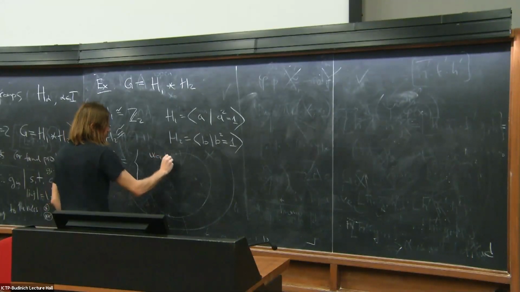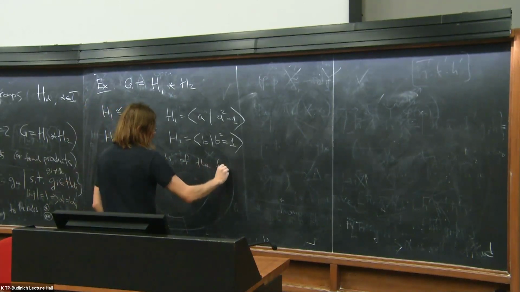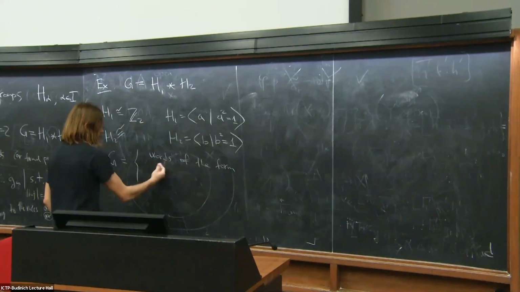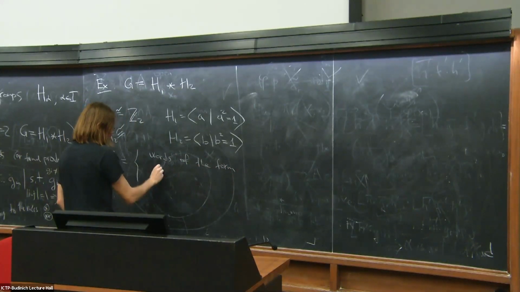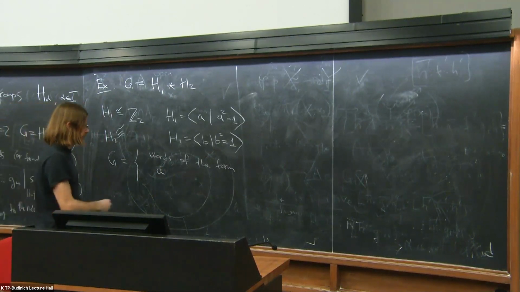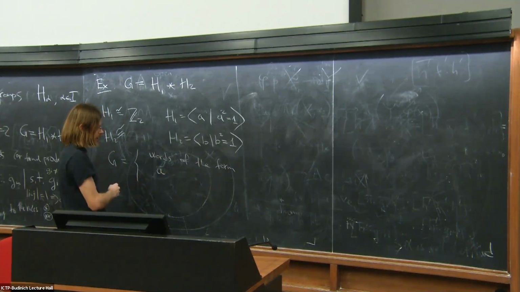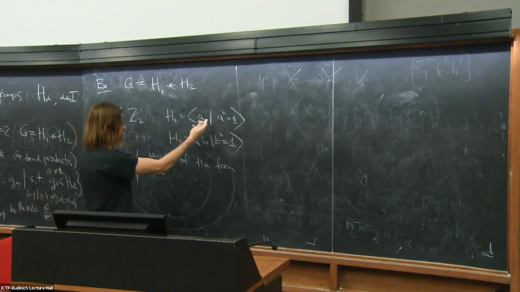The words of the form as follows. So you can suppose you can start. Well, you always have to start with something, unless it's an empty word. So you start with, say, A. And what can you write next? Okay, this by definition has only two elements: identity and A.